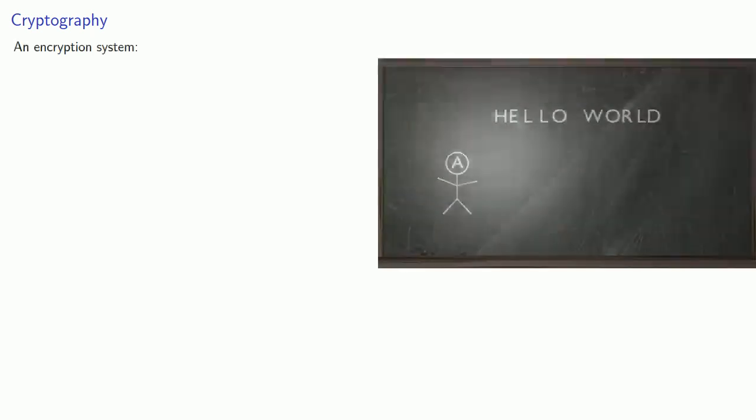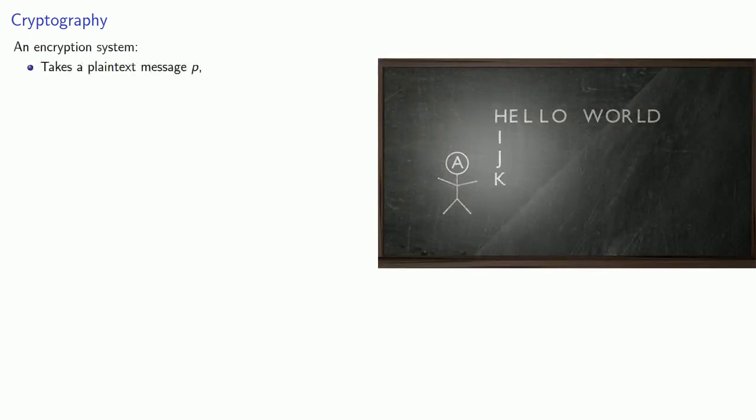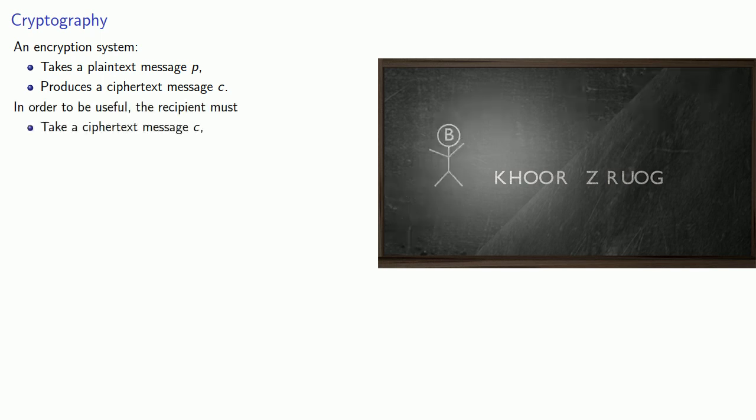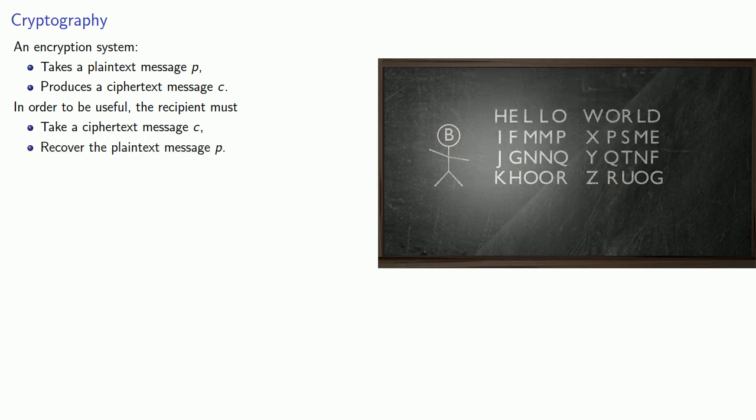So let's consider the basis of cryptography. An encryption system takes a plain text message, P, and produces a ciphertext message, C. Now, in order to be useful, the recipient must be able to take the ciphertext message, C, and recover the plain text message, P.